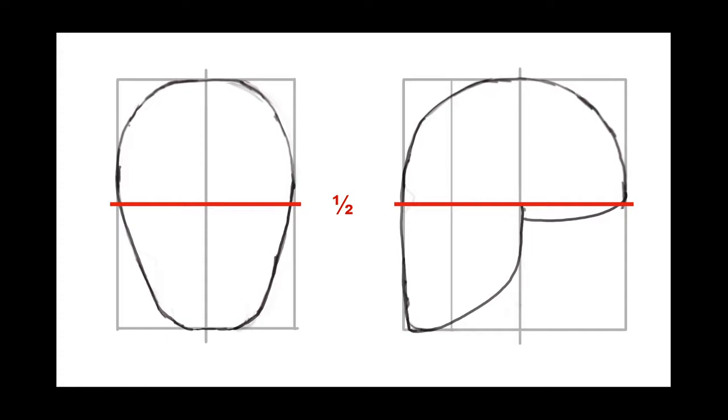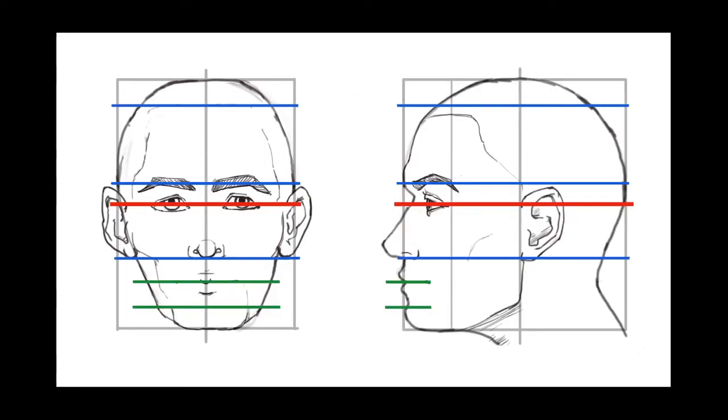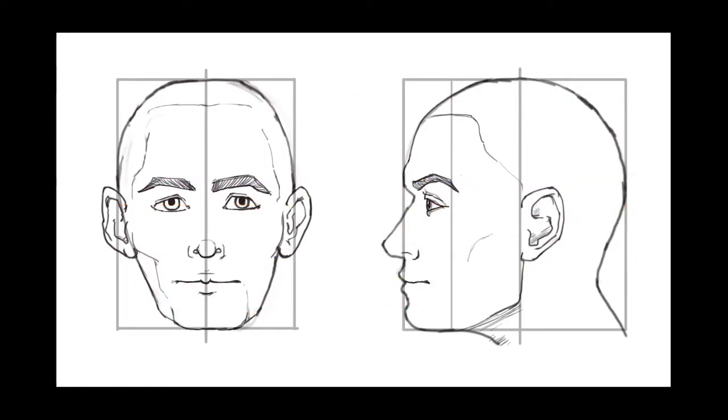So that's where you get where the jaw connects and where the ears connect. And then for all the features, it generally ends around halfway in here. Okay.